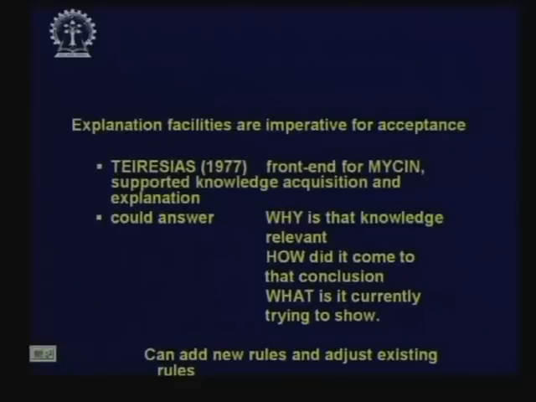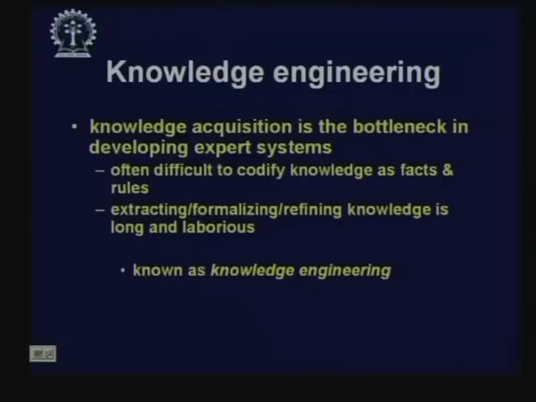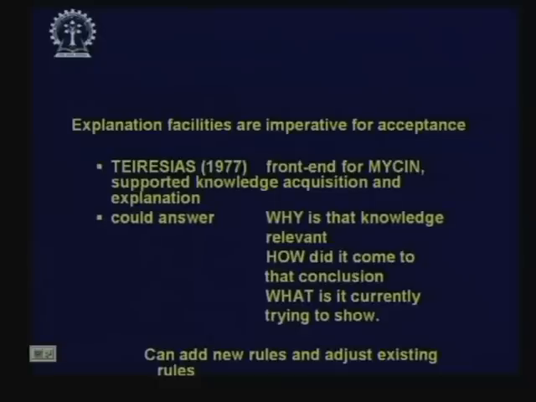The other thing that I was talking about is explanation facilities. These are imperative for acceptance of an expert system. Now, the MYCIN expert system had a nice front end developed, known as Tiresias, that supported knowledge acquisition and explanation, and it could answer questions like, why is that knowledge relevant? How did the system come to that conclusion? What is it currently trying to show?